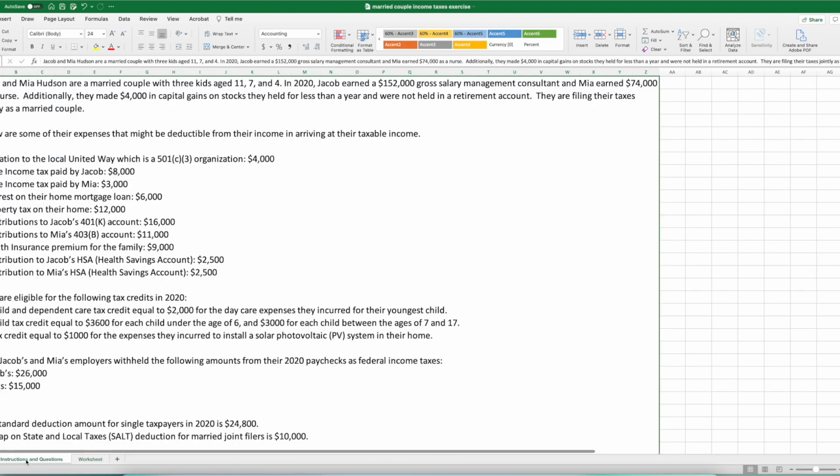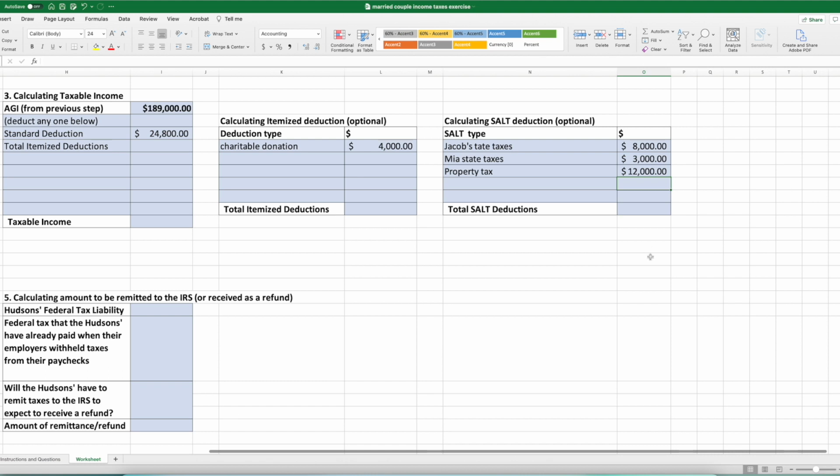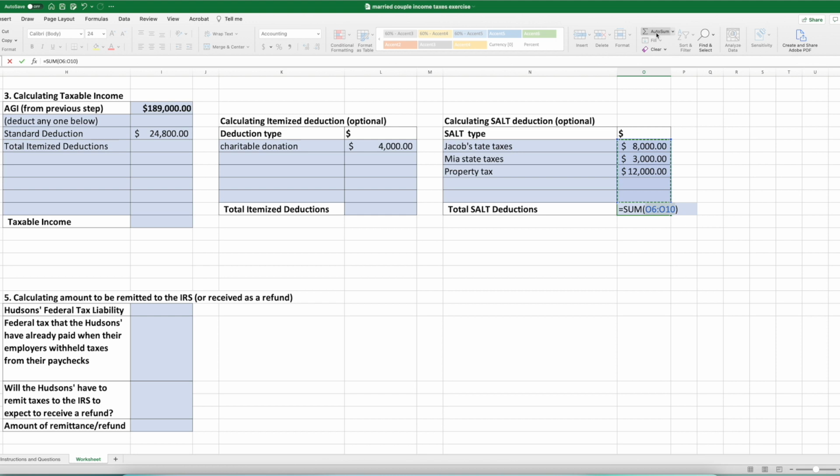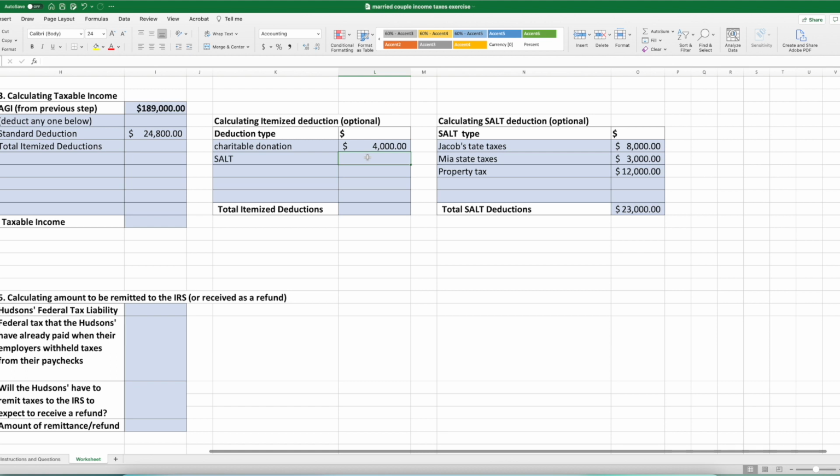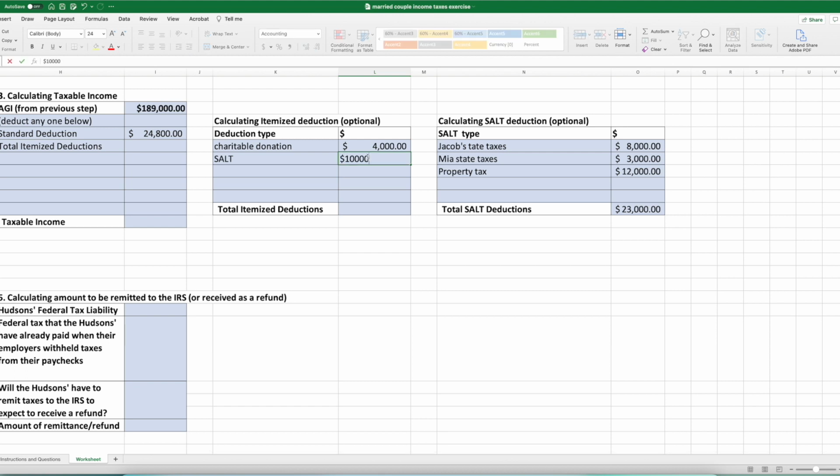So that pretty much covers their SALT. How much does their SALT add up to? Let's auto sum it. This cell selection looks good. So their SALT comes to $23,000. Now they can't deduct the entire $23,000 because in 2020 they were capped at $10,000. So even though they paid $23,000 in SALT, they are only able to deduct $10,000 of it in their itemized deduction.